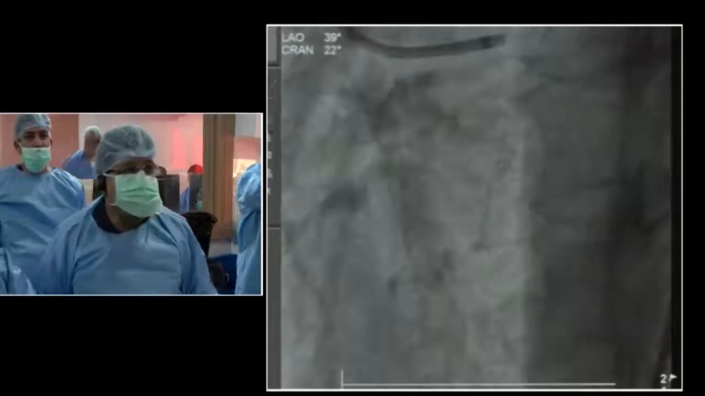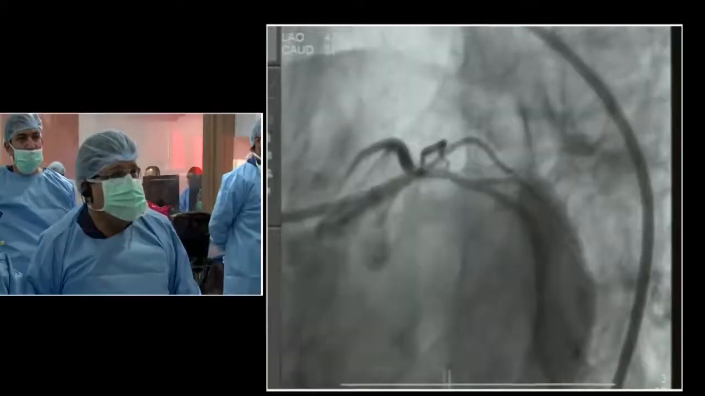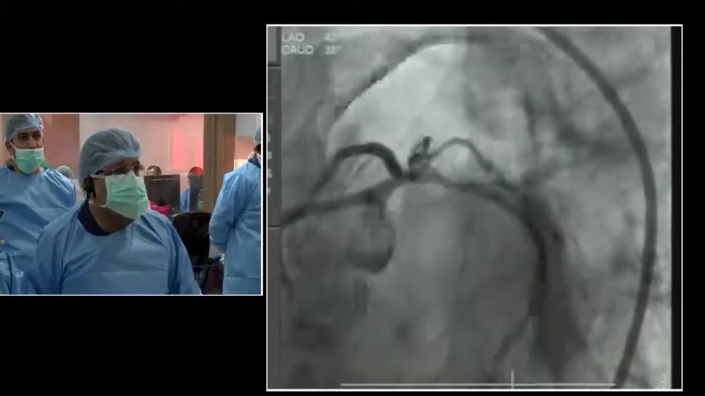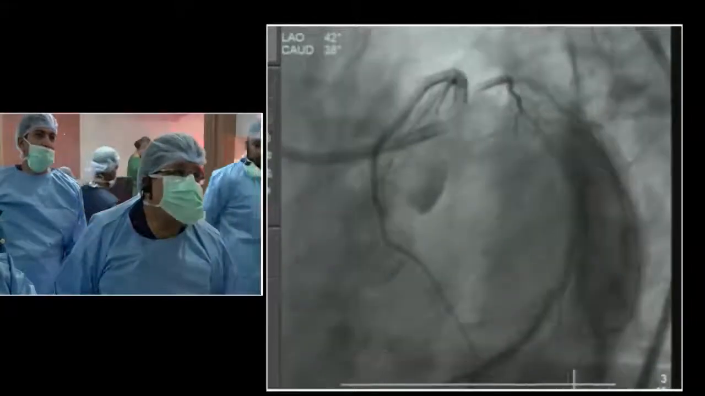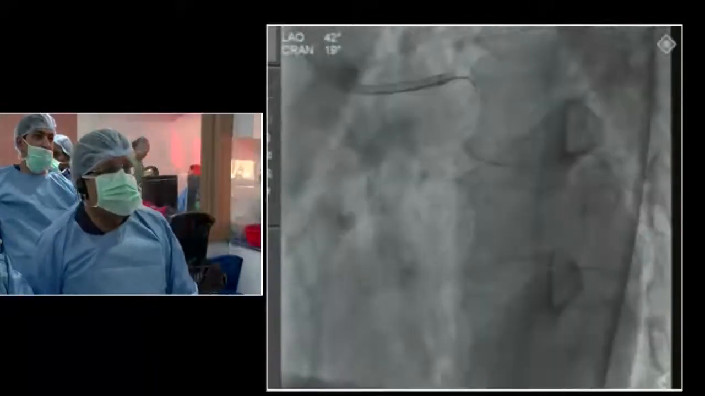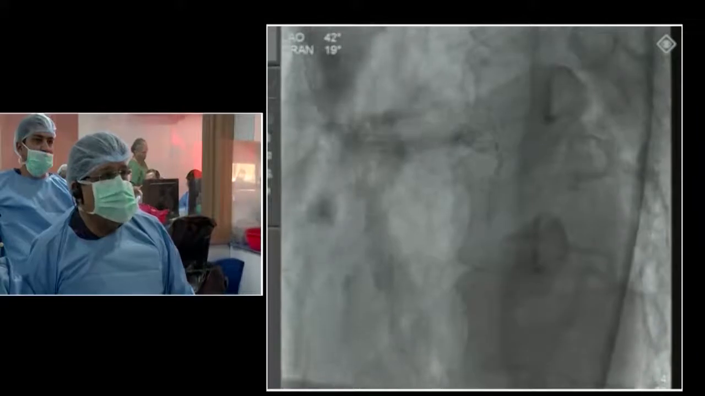Next. So we took a couple of more shots. Show it please. So again, we are not very sure. What we know is that the high OM or ramus, which is again dividing. Next please. So we wired in the LAO cranial. It was pretty easy to get into the LAD.